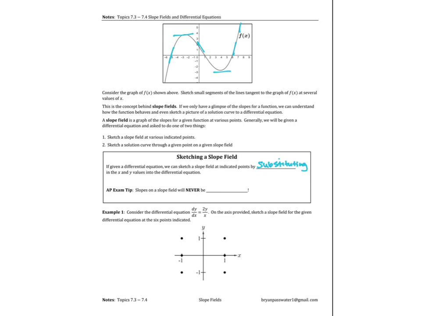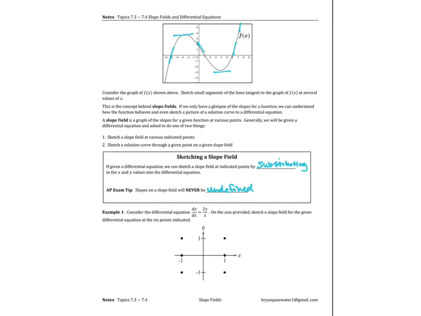AP exam tip: slopes on a slope field will never be undefined. We don't draw those. We don't ever draw the vertical lines. They'll just skip. They will not draw a vertical line segment. They'll just leave a gap there.